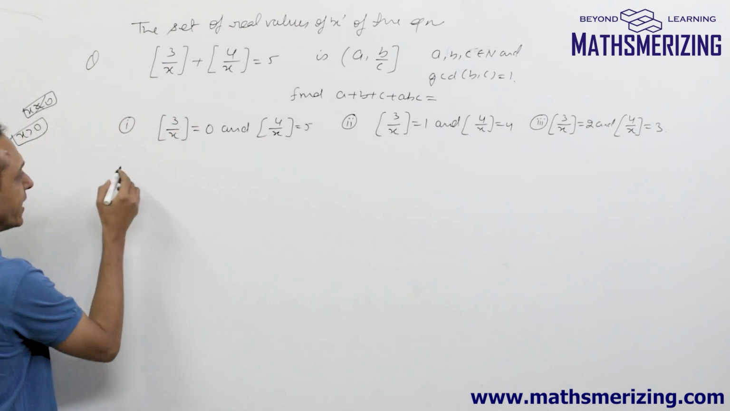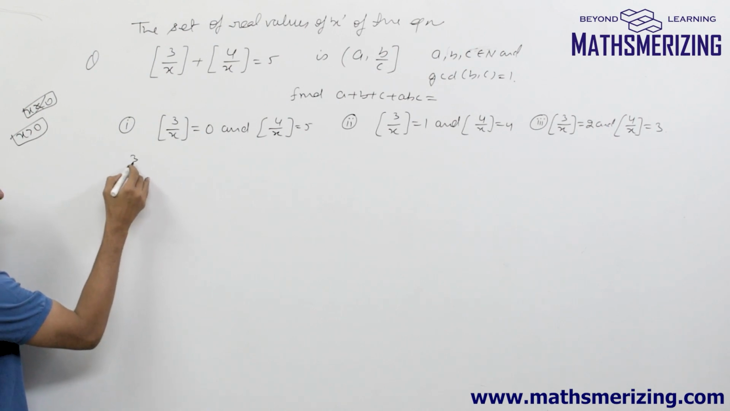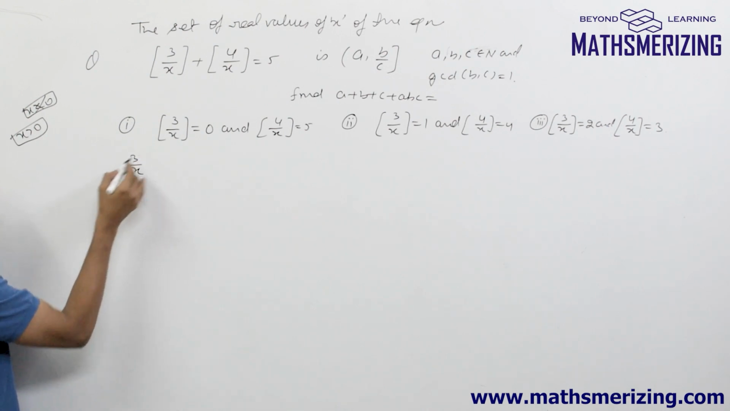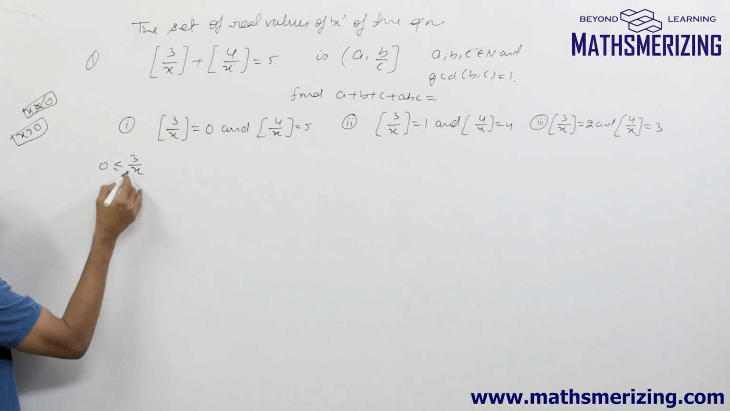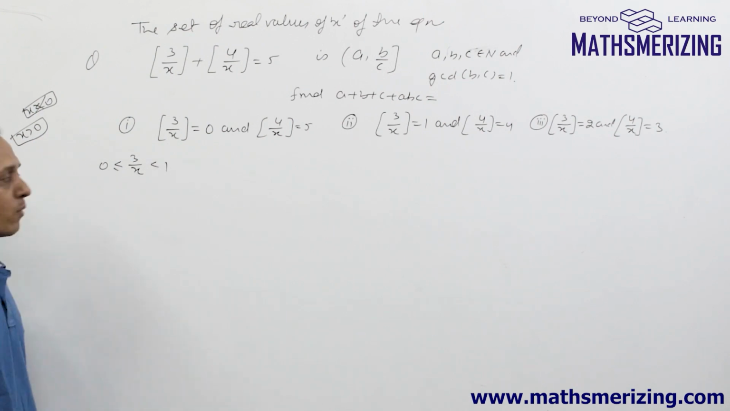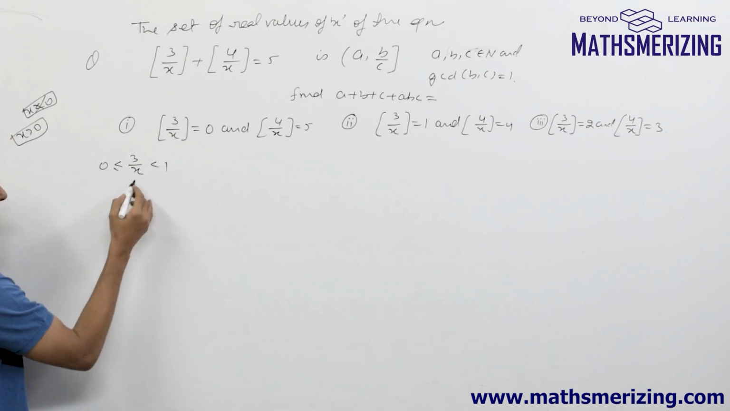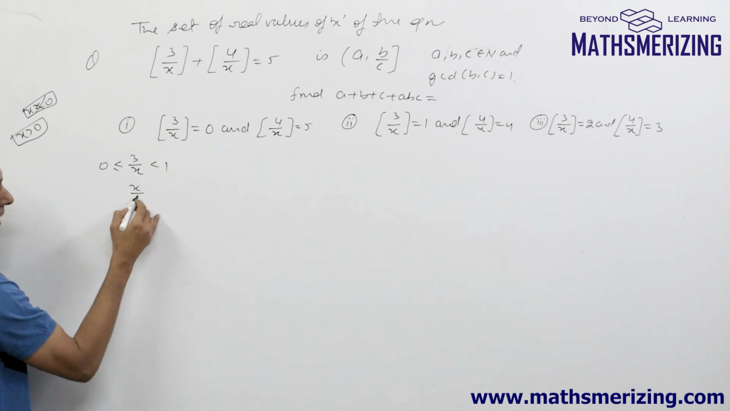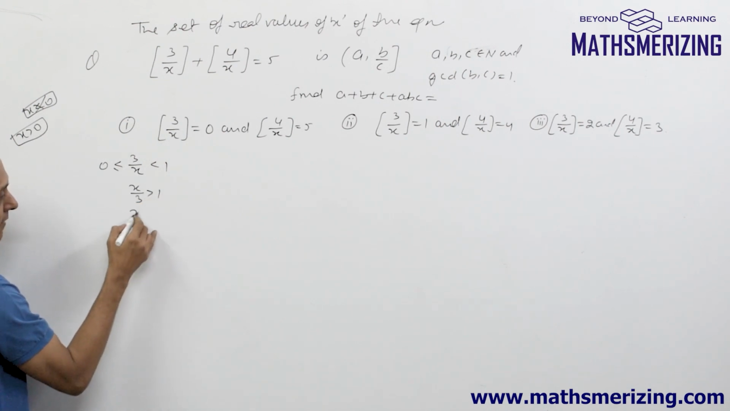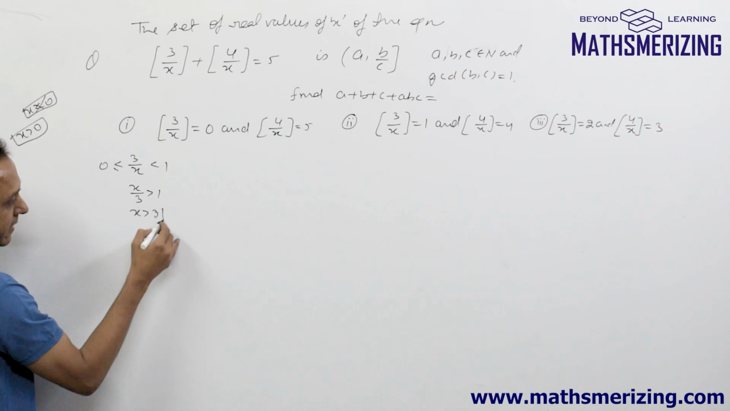Now for the first case, I know that if the greatest integer of 3 upon x is equal to 0, then its value should lie between 0 and 1. So if I take the reciprocal, I'll get x upon 3 should be greater than 1. So that is, the value of x should be greater than 3.